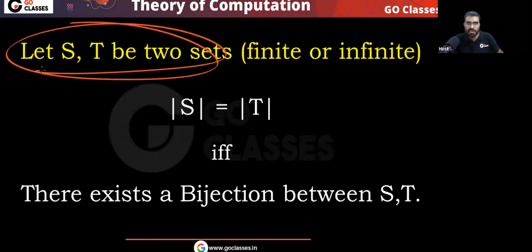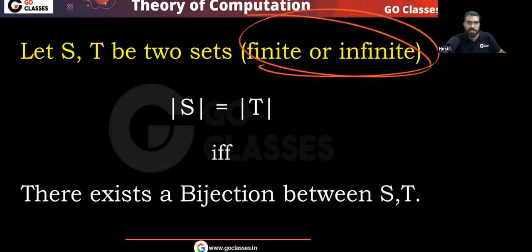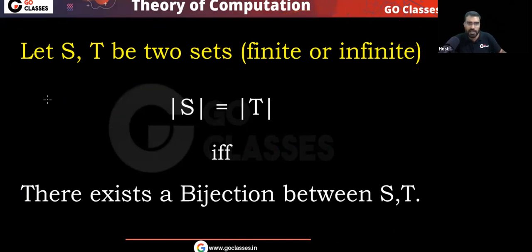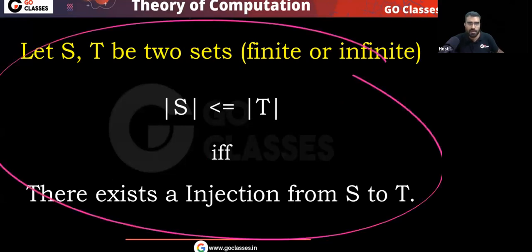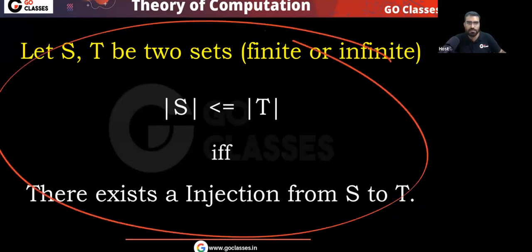If S, T are sets, they can be finite, infinite, any set, they have the same cardinality if and only if there exists a bijection between them. Yes or no? This is your first theorem. There exists a bijection between them, then I can say they have the same cardinality. Okay, very good. What about this next one? Did you understand this definition?